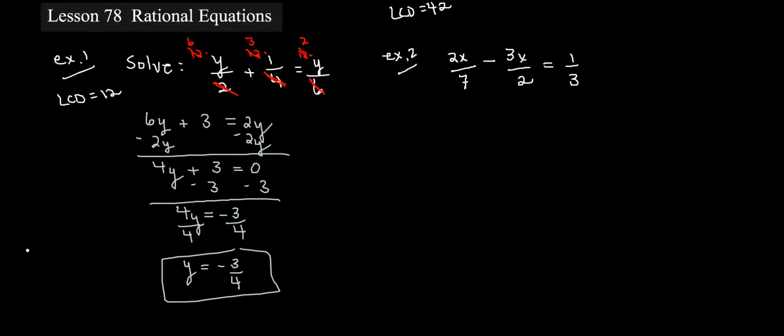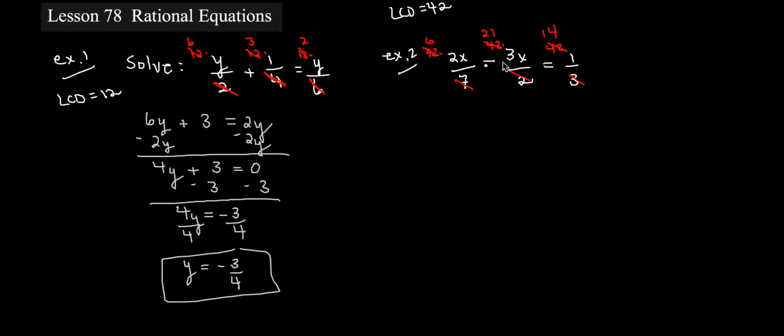So we're going to multiply every term by 42. So 42 times this one, 42 times this one, and 42 times this one. 7 goes into 42 6 times, 2 goes into 42 21 times, and 3 goes into 42 14 times. Okay?